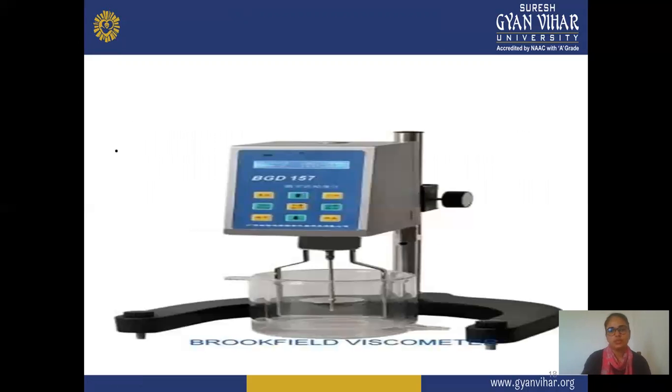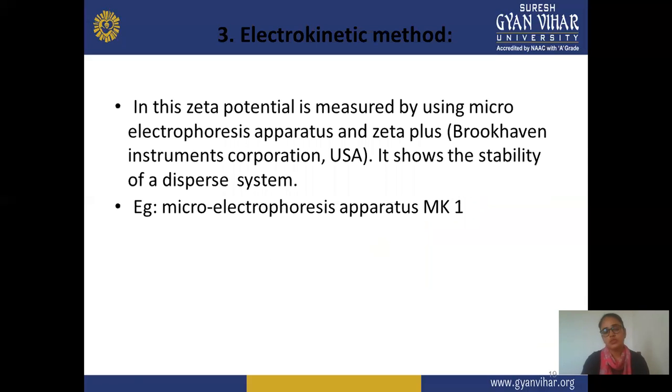It's a Brookfield viscometer that you use to check the viscosity of a liquid formulation, not only suspension, including the syrup, elixir, and all liquid formulation. And for semi-solid dosage, it is also used for checking the viscosity.